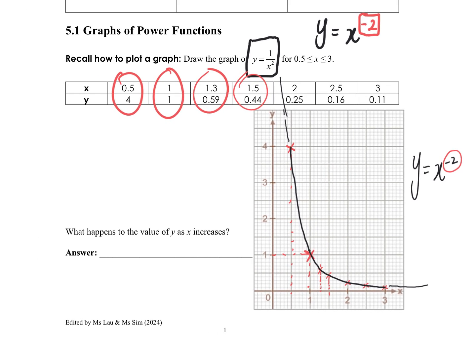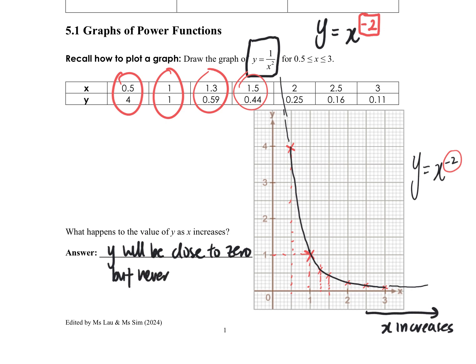Okay? So what happens to the value of y as x increases? Okay, y will be close to 0, but never reach 0. Okay, actually, when this scenario happens, there is a special name given to the axis.